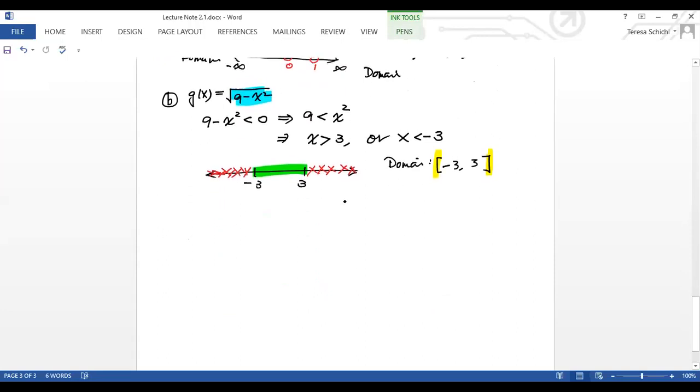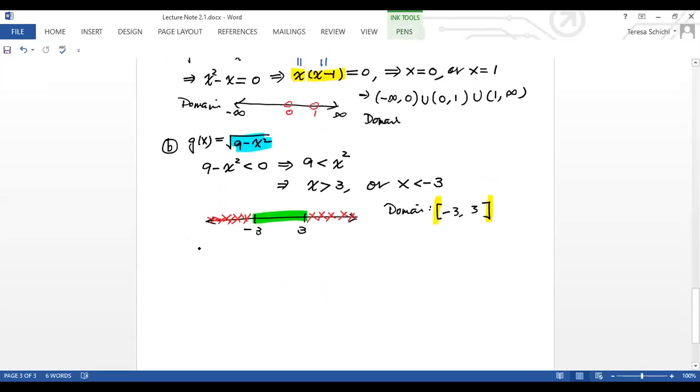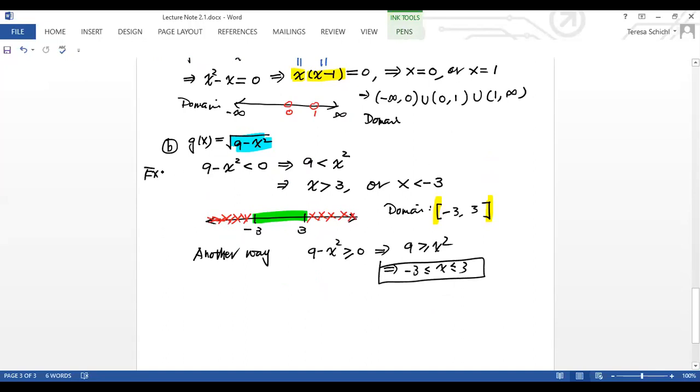So if you want another way to solve it, you don't need to exclude. Another way, you can just say 9 minus x squared has to be greater than or equal to 0. So 9 is greater than or equal to x squared. That's why x is from -3 to 3. So if you solve it this way, we call it "except", right? Except this, that means you need to exclude, right?